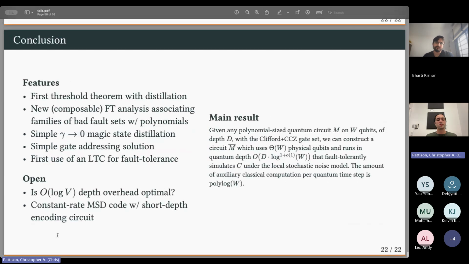And so there are some open questions. The first one is, is this log depth optimal? I think it is, because of the example of a random circuit with 2-qubit gates. And does there exist a constant rate magic state distillation code with a short depth encoding circuit? This is needed in order to not incur a large time overhead and just do the magic state distillation all in one shot, in one round, as opposed to having to do this concatenated type scheme that we did that incurred this little o(1).